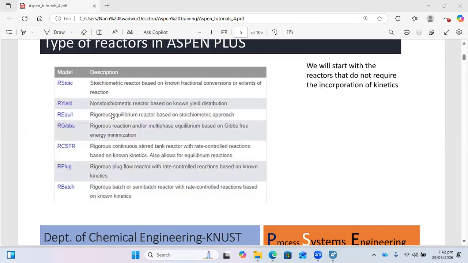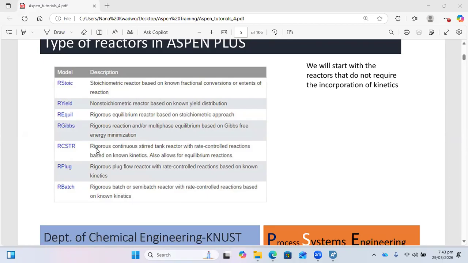So when it comes to the details for them, RStoic, we've seen it before. We use that one when we have a stoichiometric reaction. We know the conversion, we know the extent of the reaction. For RYield, if we know the yield that we are expecting for our outlet stream, we can use RYield. Then we have REquil, which is usually for equilibrium reactions. So we have some equilibrium reaction in our system.